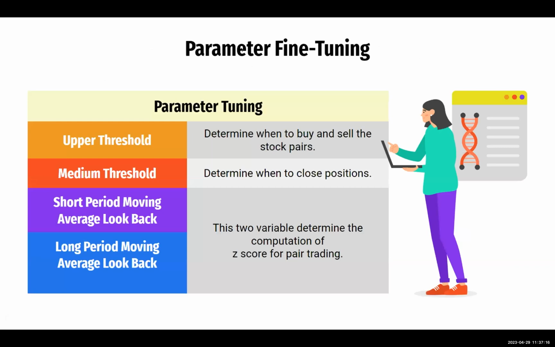These are the parameters that we tune to optimize our strategy. We have the upper threshold, which determines the entry signals, and the median threshold, which determines when we close the position. We also have a short period average look-back and a long period average look-back. Basically, it's the look-back time for the two moving averages. These two variables affect the computation of the Z-score for pair trading.